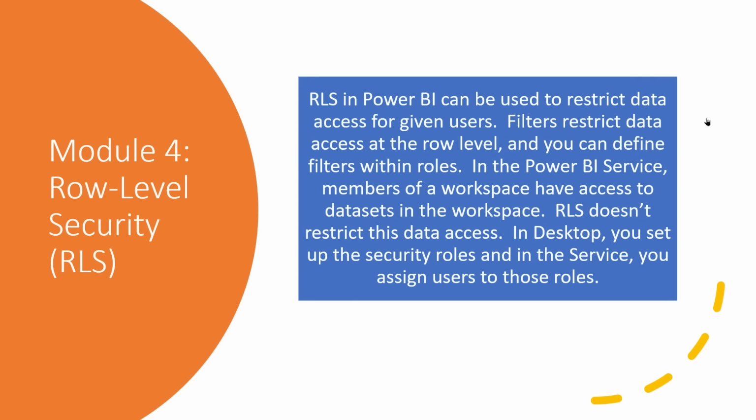Our final lesson in this module is row-level security. RLS in Power BI can be used to restrict data access for given users. Filters restrict data access at the row level, and you can define filters within roles. In the online service, members of a workspace have access to data sets in the workspace. RLS doesn't restrict this type of data access. In the desktop, you set up the security roles, and in the service, you would assign users to those roles, as you'll see in this next lesson.